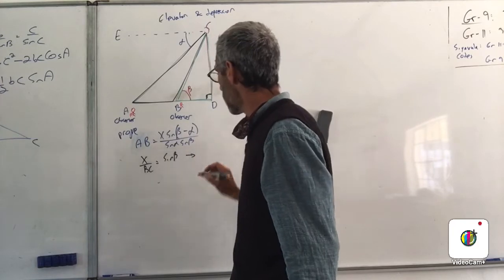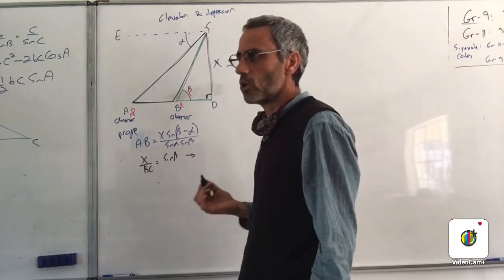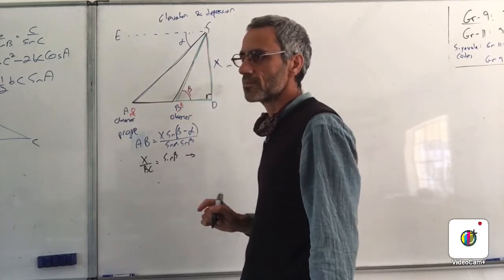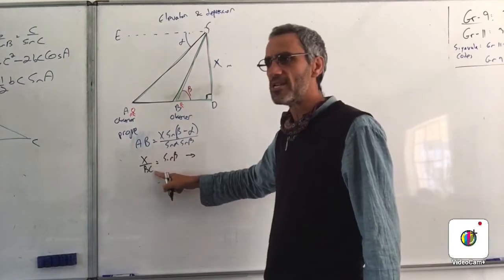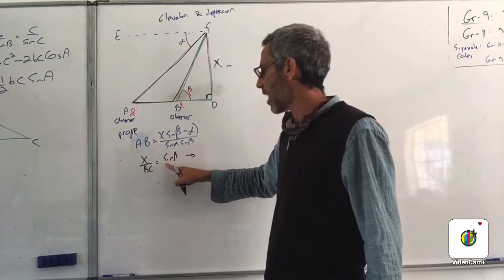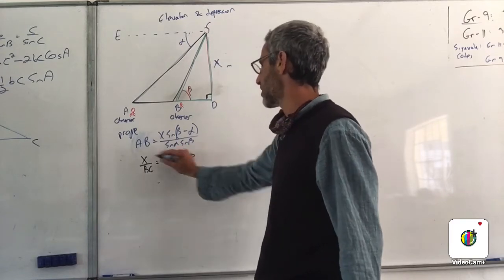That means, it's a little bit tricky. I want to know what BC is, so then I'll be able to use it here. X over BC equals sine beta. I want to find what BC is equal to in terms of sine beta and X.